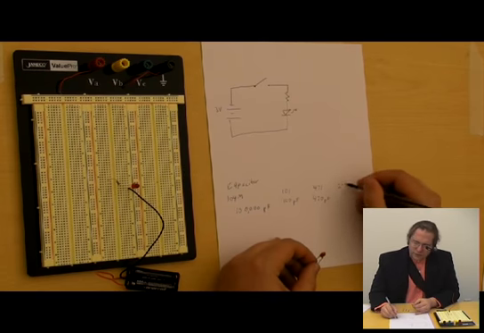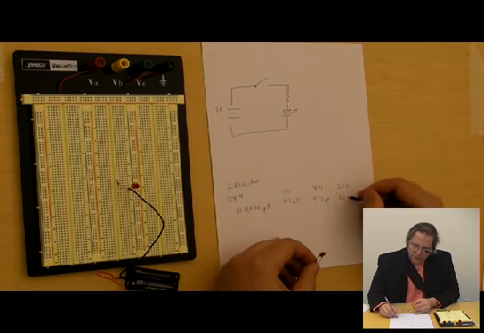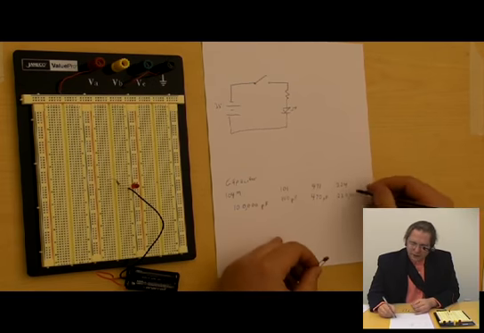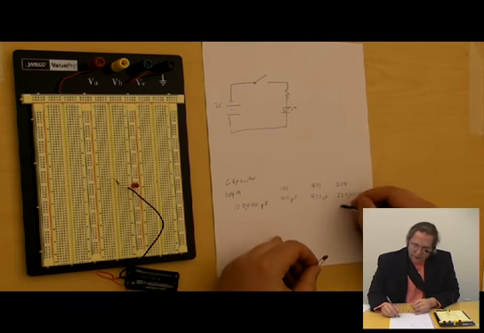Just something a little bit harder. What if I have something that says 224? Well, that means it has 2, 2, and then 4 zeros behind it, sort of like our first example. It says 220,000 picofarads, or, in more convenient units, 0.022 microfarads.